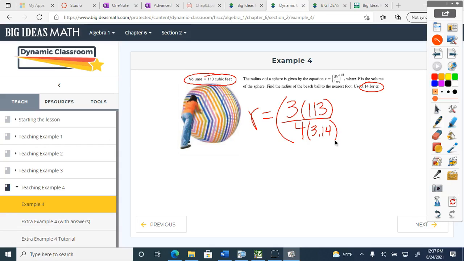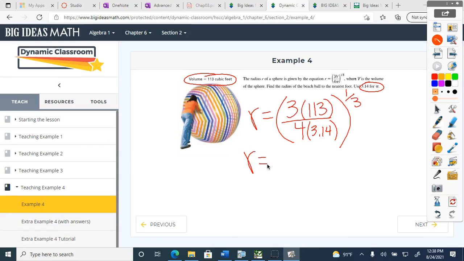So 3.14 is important there. Don't use the pi button. If it doesn't say use 3.14, they want you to use the pi button. Everybody with me? Okay? So we're going to close that parentheses, and then all of this goes to what? The 1/3 power. Okay? So let's practice putting this in our calculator, because all you have to do is stick all that in your calculator.